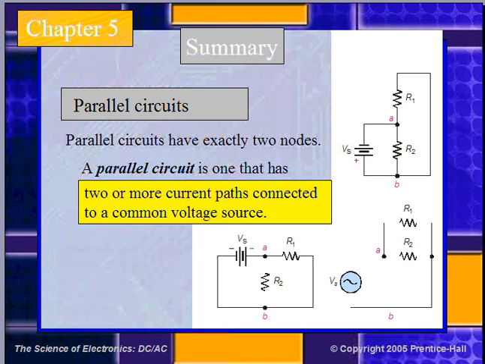Parallel circuits. Parallel circuits have exactly two nodes. A parallel circuit is one that has two or more current paths connected to a common voltage source. So here we have one node, and the two tops of these resistors are connected and the two bottoms. So end to end the resistors are connected.